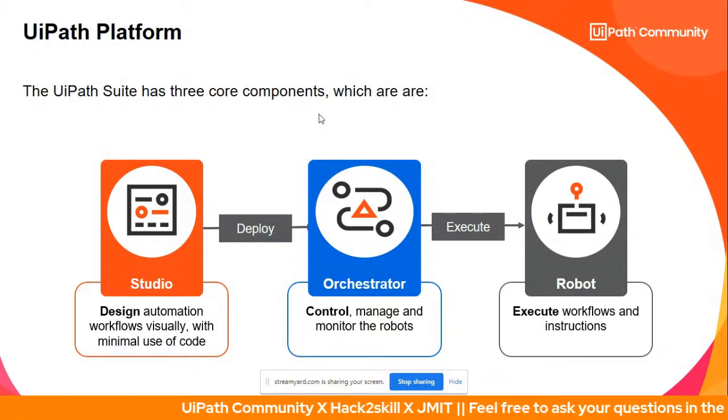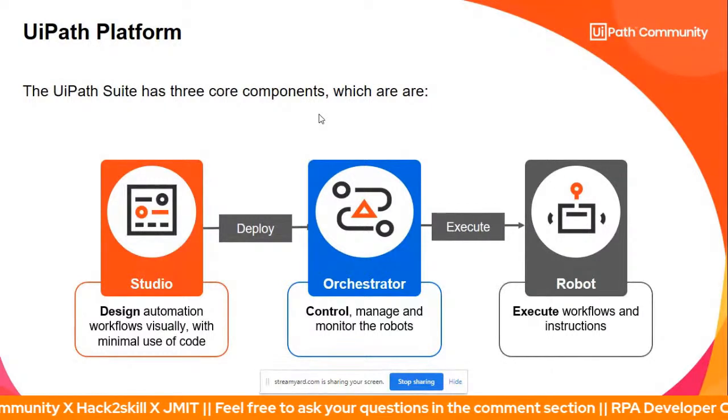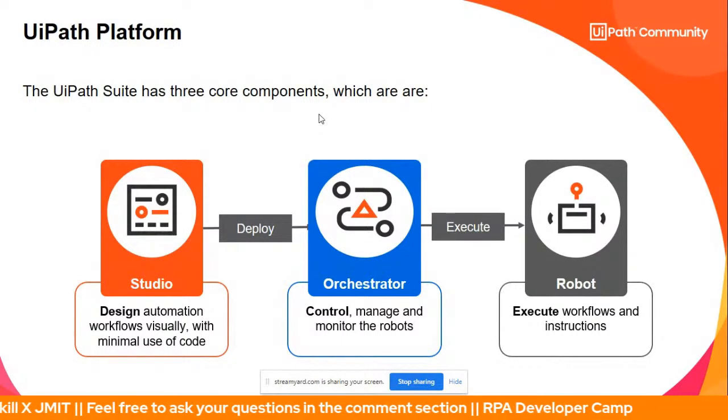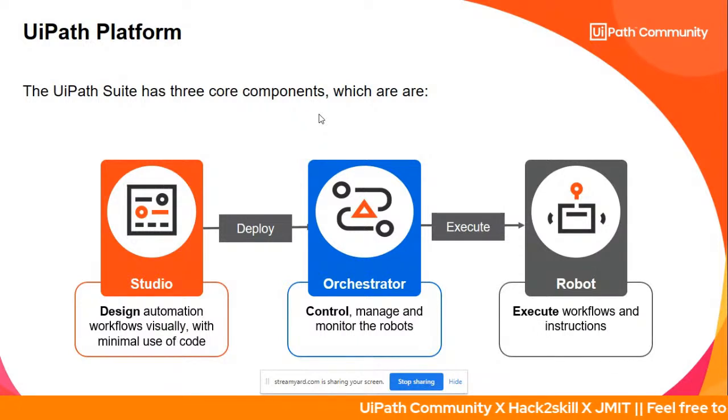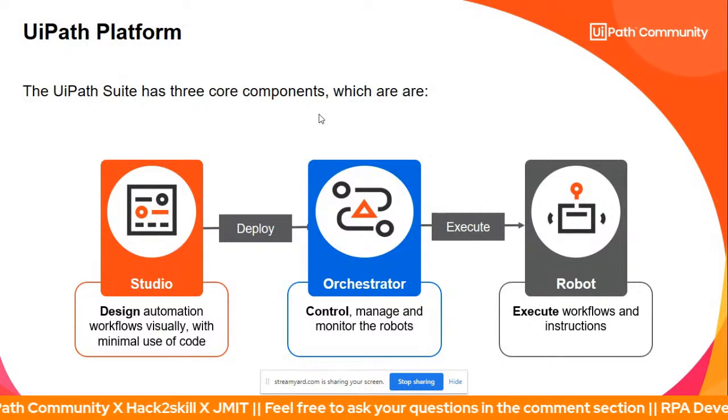It's like drag and drop functionality. You can drag any activity, drop it in the Studio, and that activity is going to do the job for you. The code behind the activity is already written, so you need not worry about writing big lines of code or remembering the syntax. It's simply drag and drop. Then we have the Orchestrator. It's a cloud-based thing that actually controls, manages and monitors the robot.